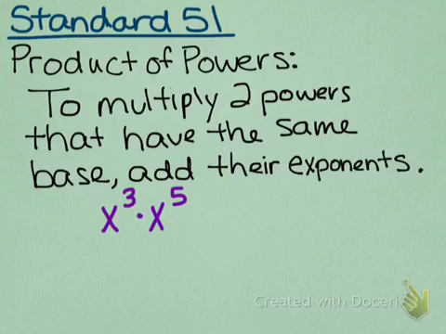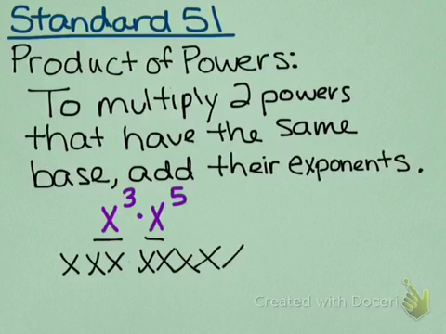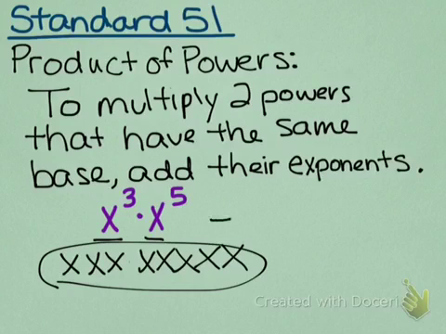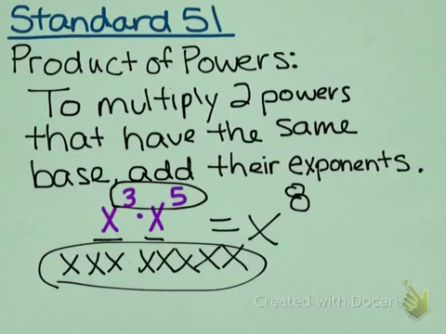Standard 51 is product of powers. To multiply two powers that have the same base, add their exponents. So for example, here, both of these x's are the same. So if you have the same base, you could add your exponents, because what this means, this is x times x times x, and this is times x times x, x, x, x. Altogether, you have x to the 8th power. You did not have to write all of that out because you just would add the exponents when you have the same base. That's what that rule says.